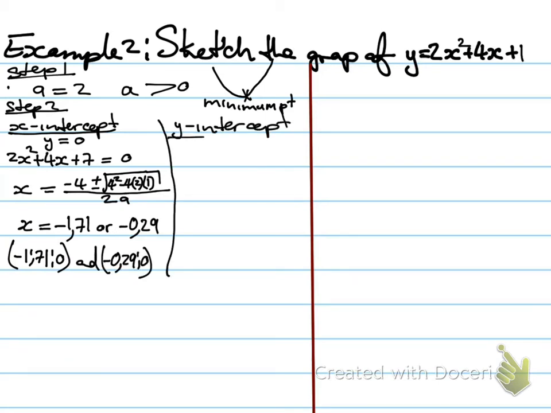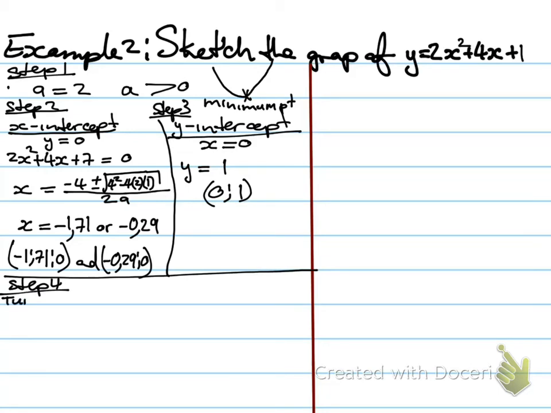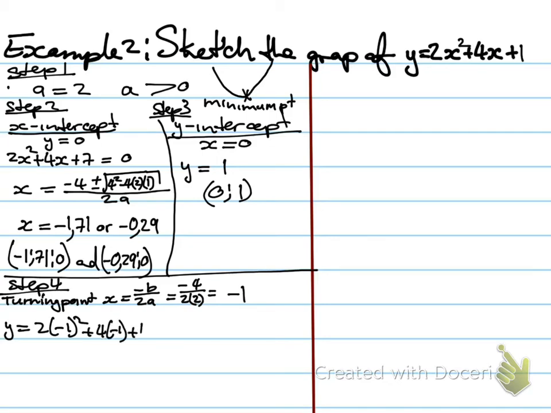And then our y-intercept, step number 3, x is equal to 0, and we solve for y. So y-intercept, there it is. Step number 4, turning point. So our turning point, there it is. The x will be negative 1. You can see we just use what we got from the summary, negative b all over 2a. We substitute the value of b, which is 4, and the value of a, which is 2. And then we simplify, our x will be equal to negative 1.